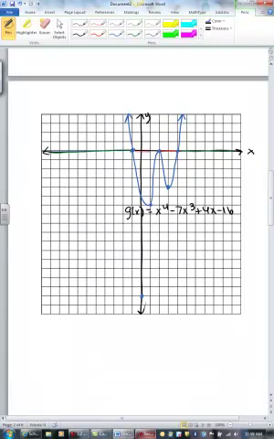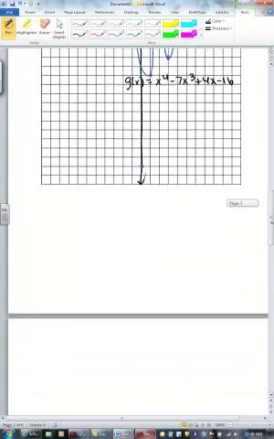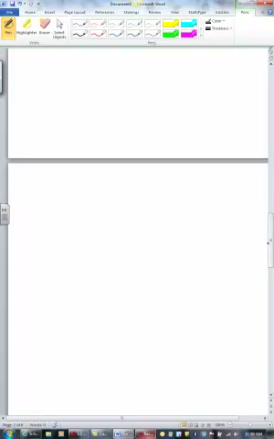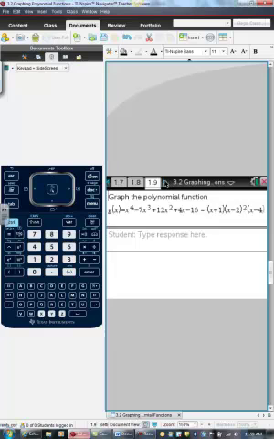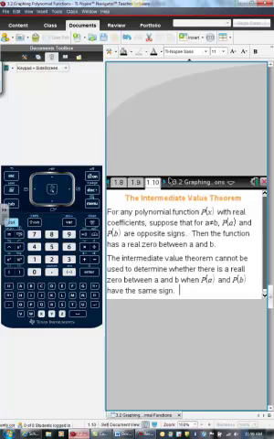So next thing I want to talk about is the intermediate value theorem. So let's go back here. The intermediate value theorem: for any polynomial p of x with real coefficients, we're going to suppose that a doesn't equal b. So if p of a and p of b are opposite signs, the function has a real zero between a and b.